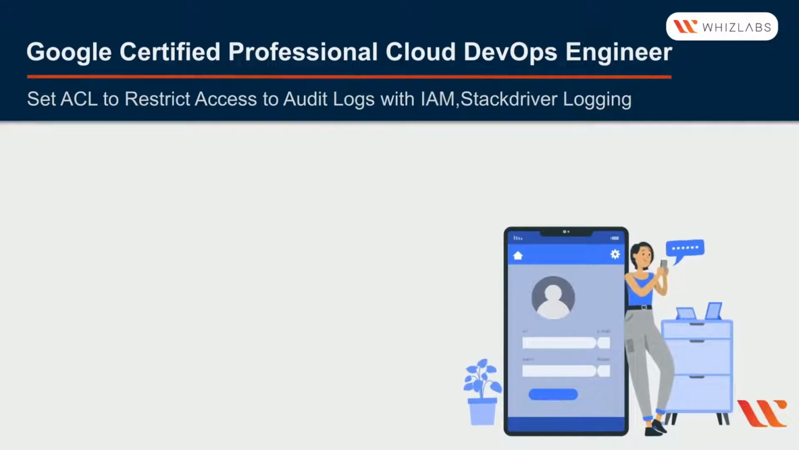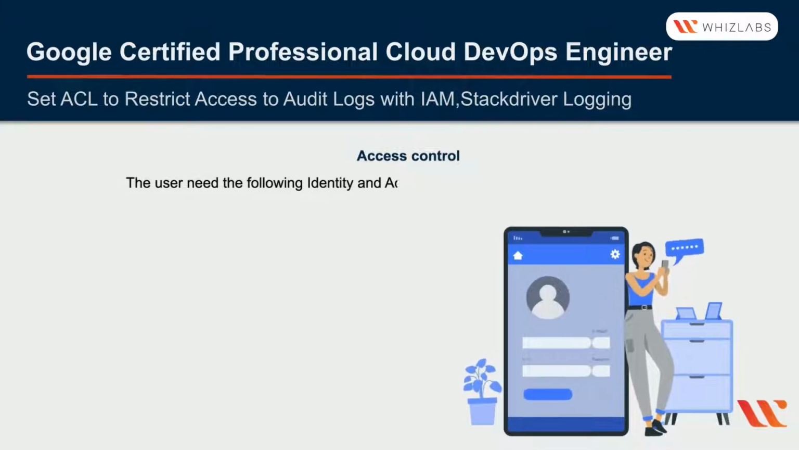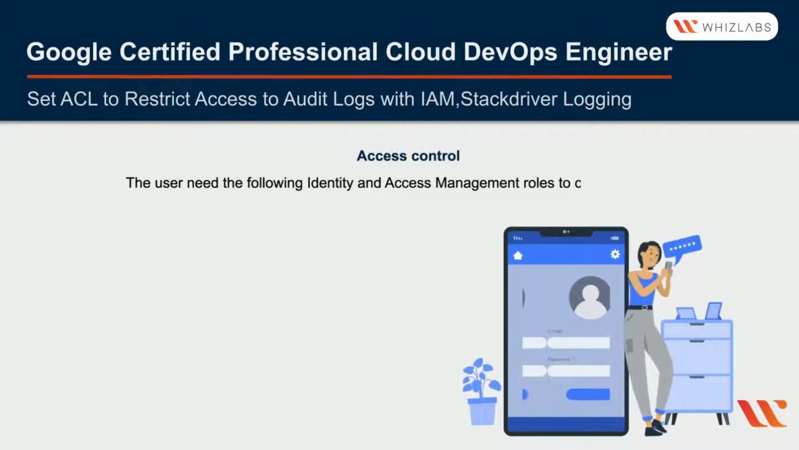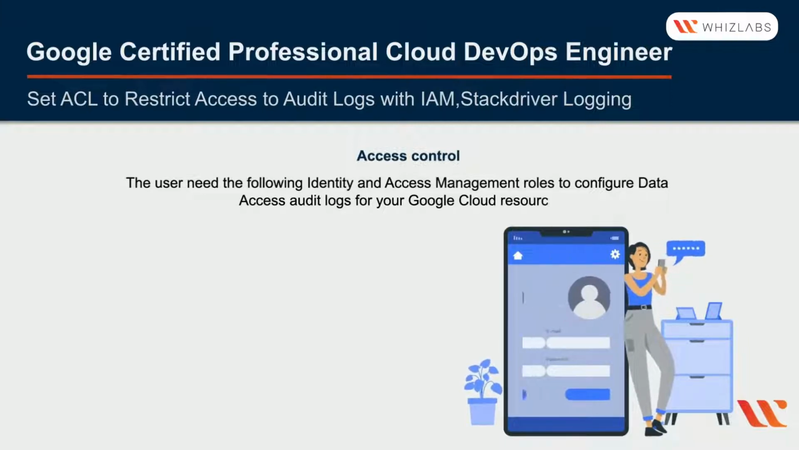So there is something known as access control, and this is going to come into action when you want to set some ACL to restrict the access for your audit logs, and it can be taken care of with the IAM and even the Stackdriver logging. So you need to do the following Identity and Access Management roles to configure your data access audit logs from the Google Cloud resource.